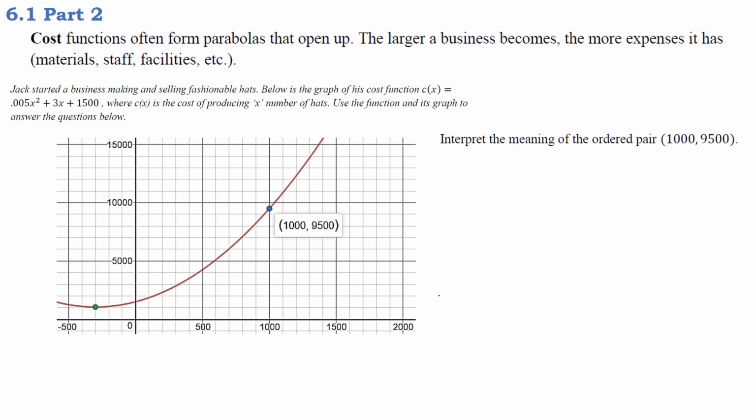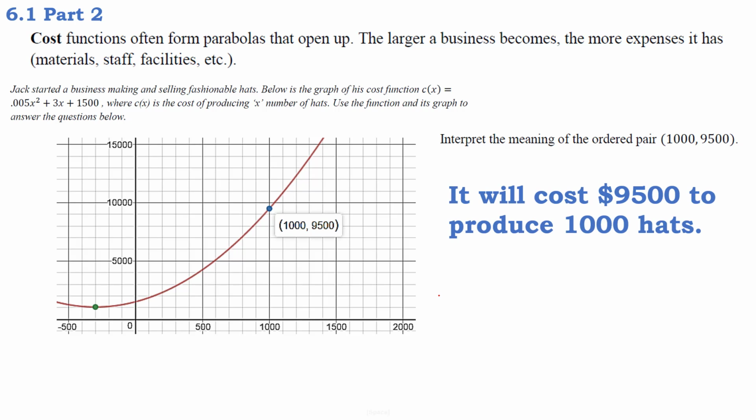So interpret the meaning of the ordered pair (1,000, 9,500). Well, by looking at that, your x value is going to be the number of hats. So if he produces 1,000 hats, it should cost $9,500 is what that's saying. In which case, that's what we're going to write down. It will cost $9,500 to produce 1,000 hats. That's what that point is telling you.